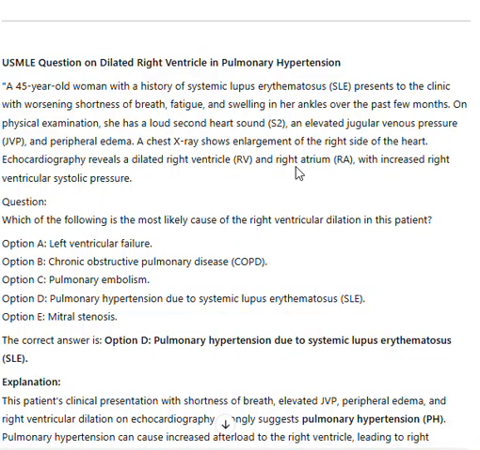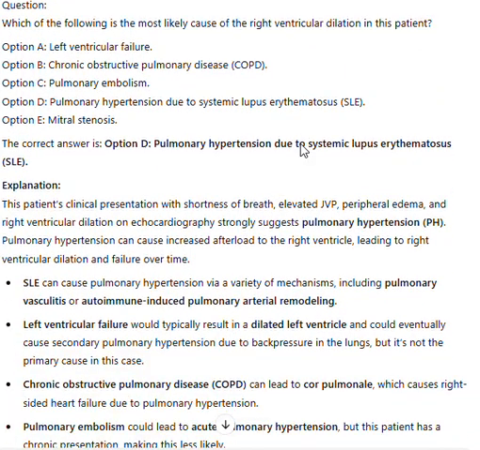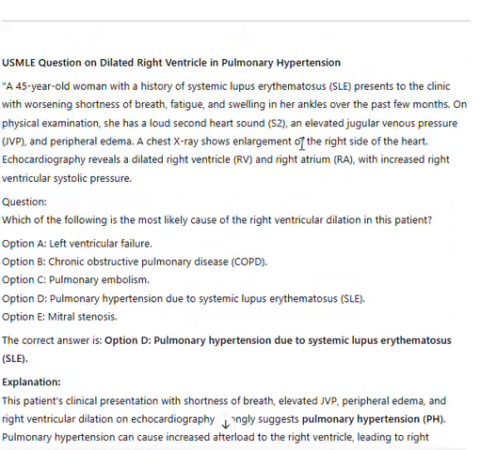A 45-year-old woman with a history of systemic lupus erythematosus, SLE, presents to the clinic with worsening shortness of breath, fatigue, and swelling in her ankles over the past few months. On physical examination, she has a loud second heart sound, S2, an elevated jugular venous pressure, JVP, and peripheral edema. A chest X-ray shows enlargement of the right side of the heart.